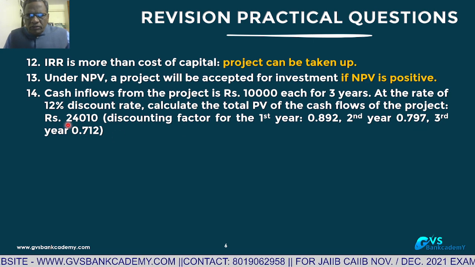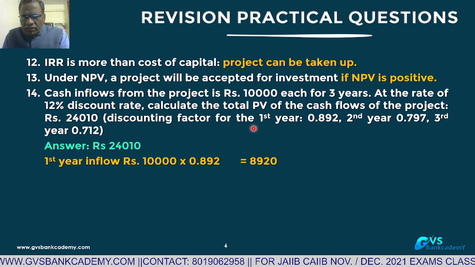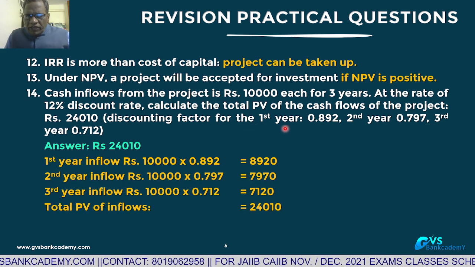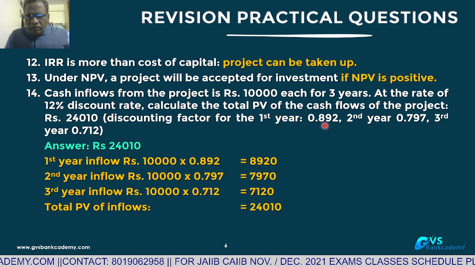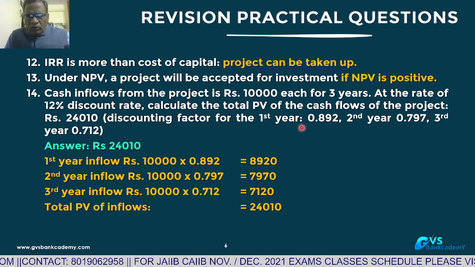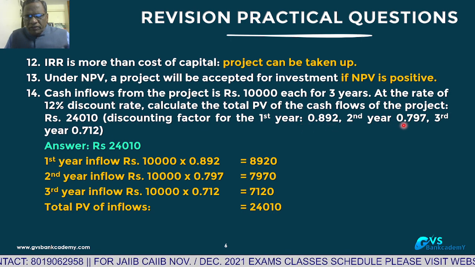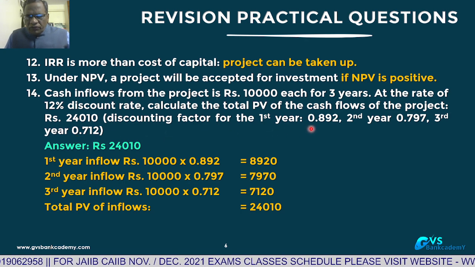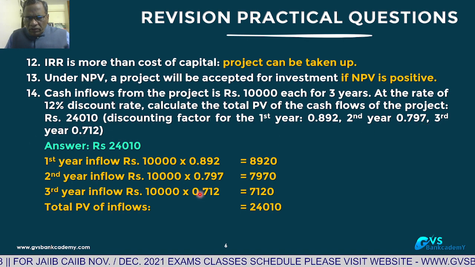Now, the answer is 24,010 rupees. How do you calculate it? The discounting factor for the first year is 1 by 1.12, which is equal to 0.892. Press 1 by 1.12 again: press one time, you get 0.892. Press a second time, you get 0.797. Press a third time, you get 0.712. So the discounting factors are 0.892 for the first year, 0.797 for the second year, 0.712 for the third year.